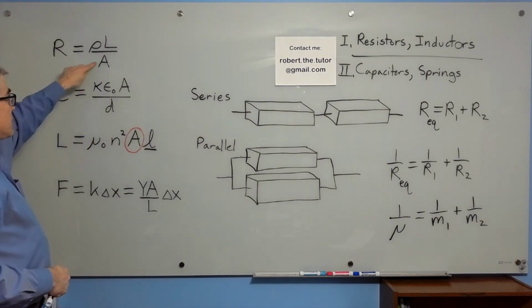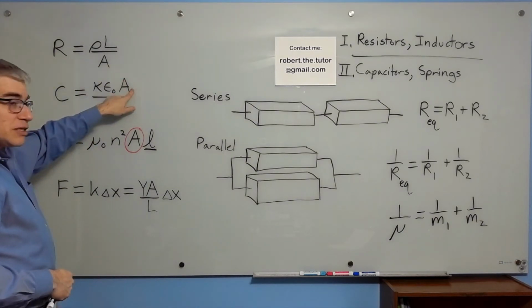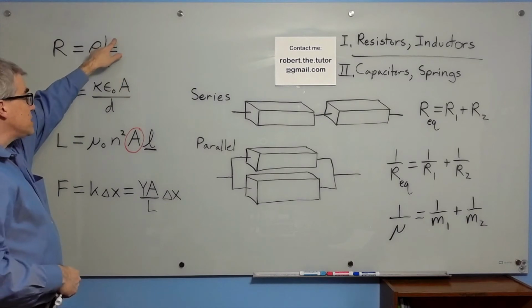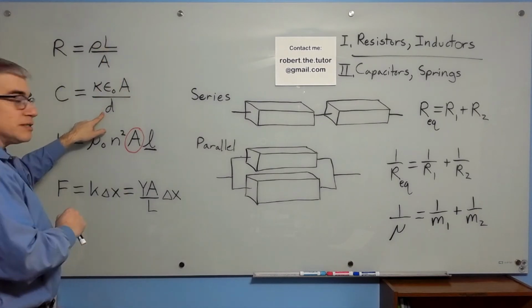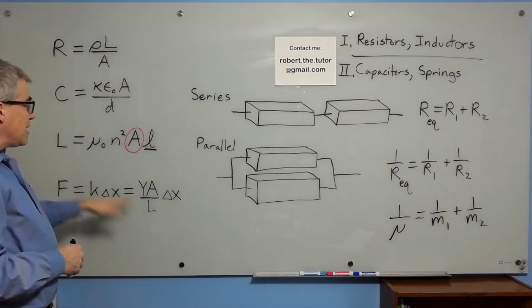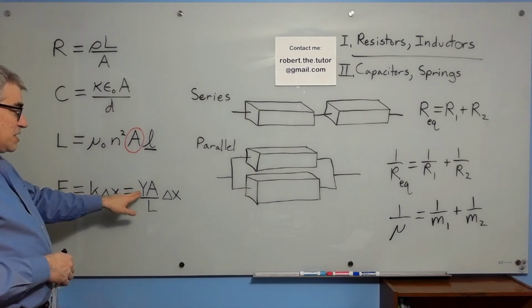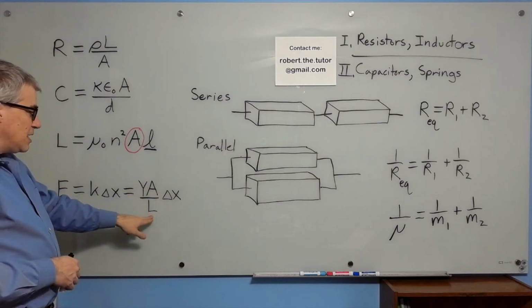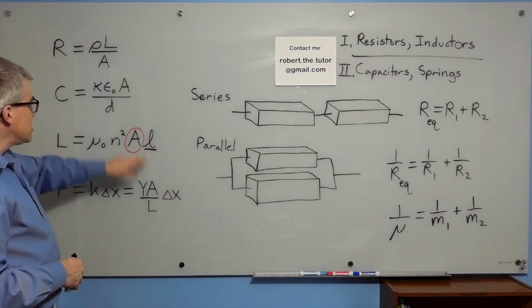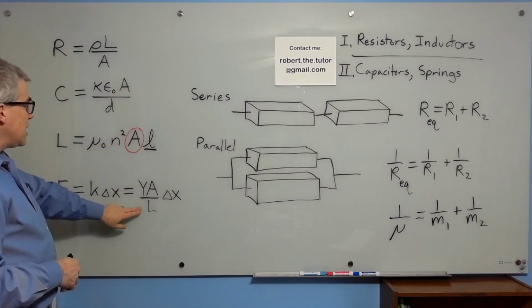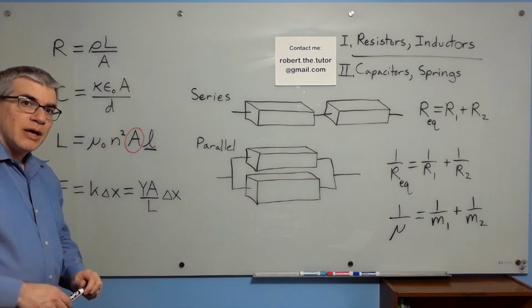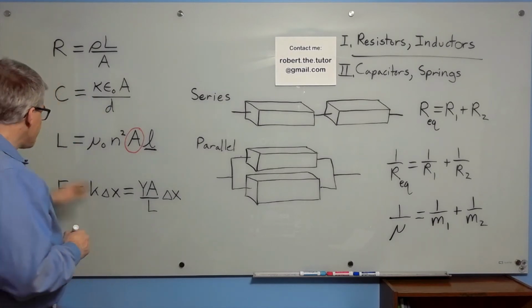Capacitors are the other way around because A is on the bottom here, A is on the top here, L is on the top here, D, which is like length, is on the bottom here. A spring acts like a capacitor because if you expand the spring constant into the materials, Young's modulus, area, and length, you see that area is on top just like a capacitor, length is on the bottom just like a capacitor.